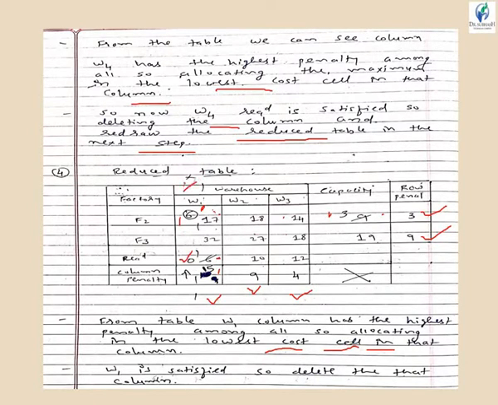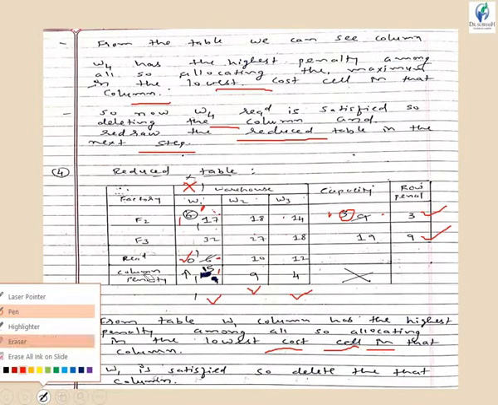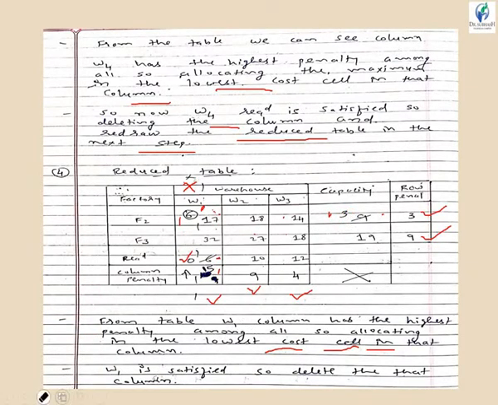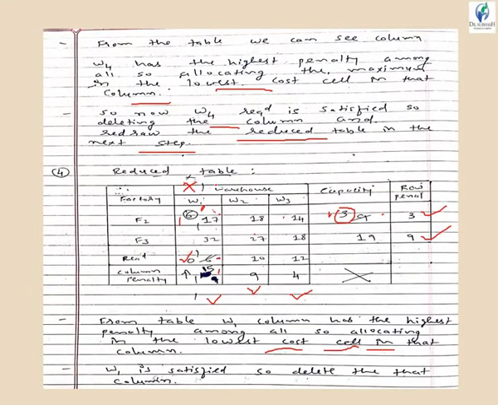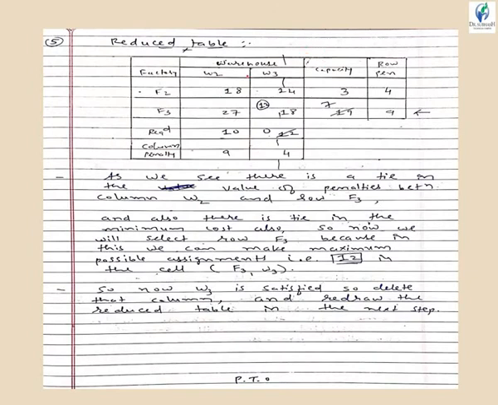So we will delete this W1 column in our next step and we will redraw the table. It will be our reduced table, but the capacity of this factory F2 remains 3. Still they can supply 3 units. Moving to the next step, in the reduced table we are deleting this W1 column. So now 2 columns remain, W2 and W3.